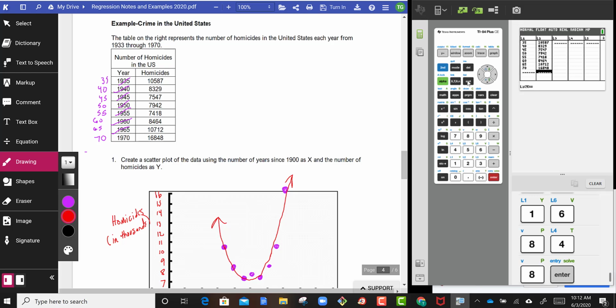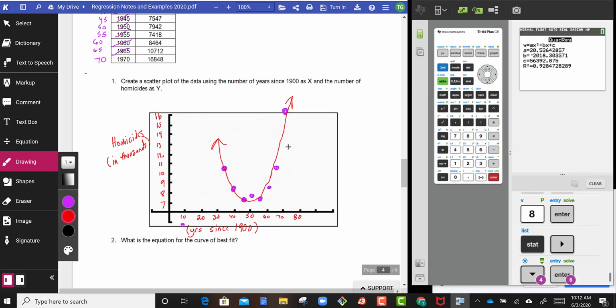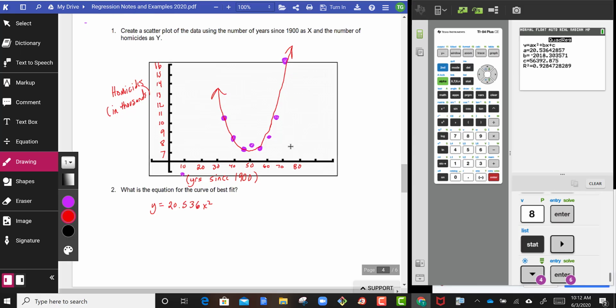So now we're going to go to Stat, scroll to the right to Calculate, and we're going to choose number 5 for quad regression. And there's our equation. And again, I like to write out 3 decimal places. The more decimals you write, obviously, the better. But do at least 3.